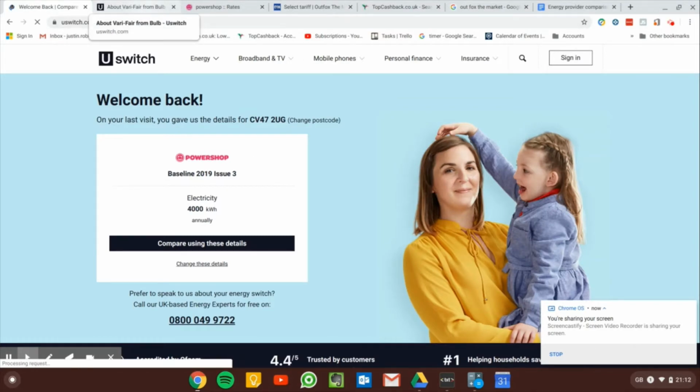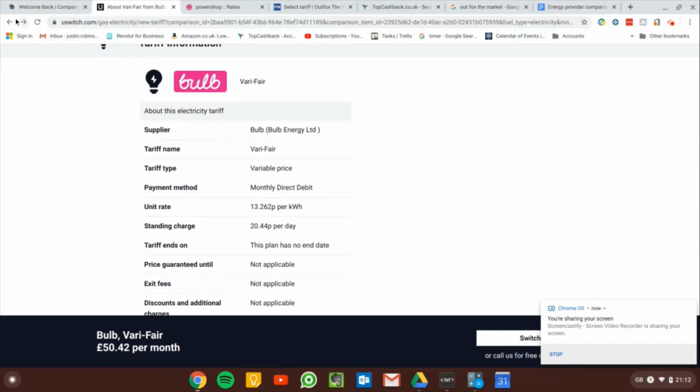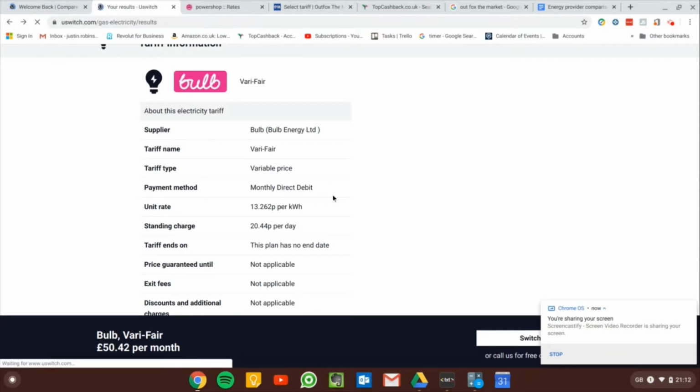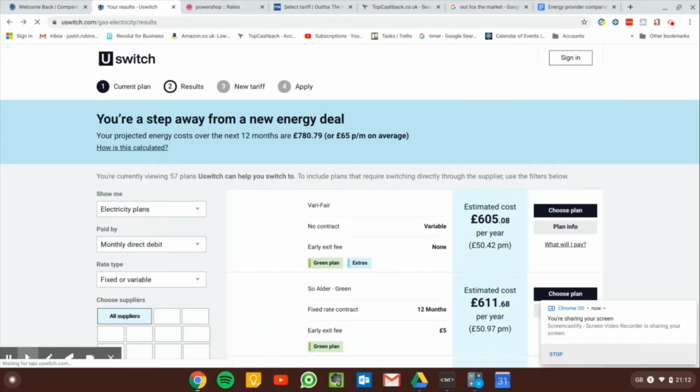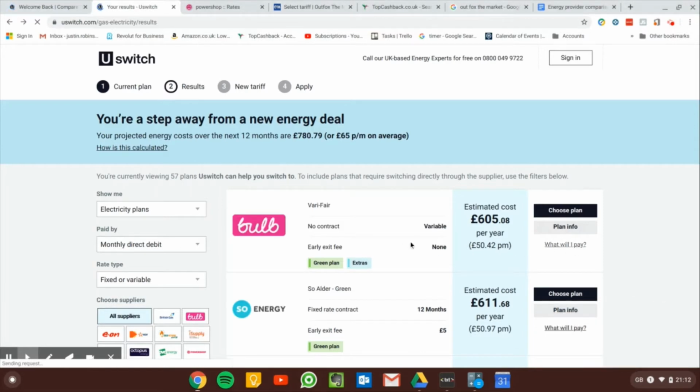Don't get hung up on the fact that it's asking you for an annual amount of electricity used, cost, or kilowatt hours. Just put in a nominal amount and then move on. It doesn't matter, I'll explain why. Reason being is that what we're going to do is compare the actual unit cost of electricity.